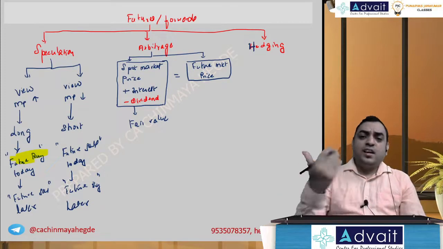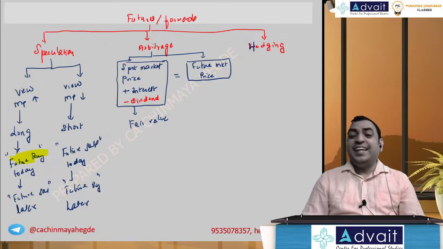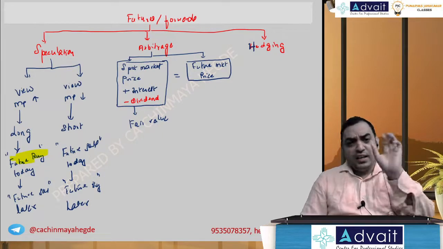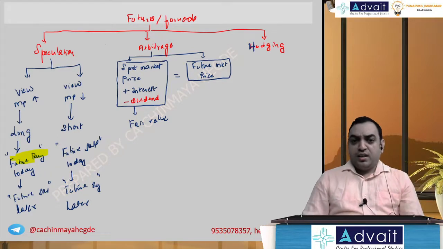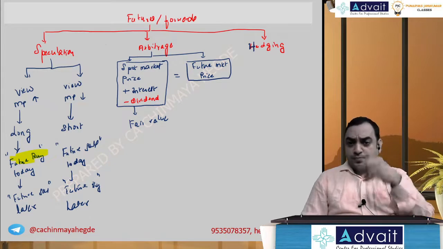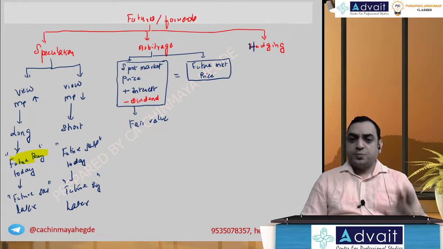And sometimes dividend they'll give in percentages, as dividend yield. In that case, interest also will be in percentages, and dividend also will be in percentages. So the differential amount we will subtract. The net amount is what we directly apply on the spot market.